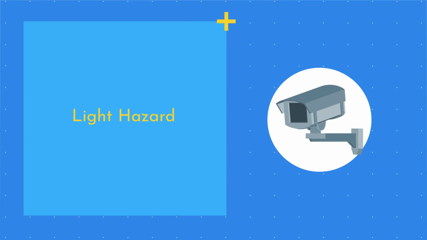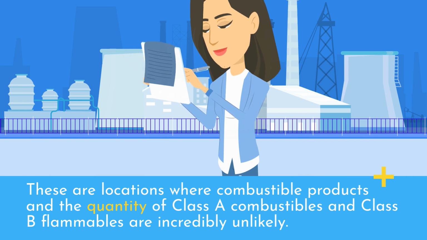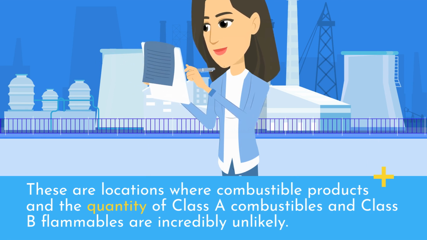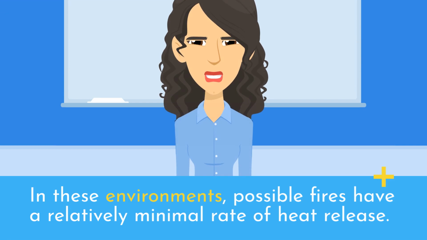Light hazard. These are locations where combustible products and the quantity of Class A combustibles and Class B flammables are incredibly unlikely. Class A combustibles include paper, refuse, and fabrics among others, while Class B flammables include flammable liquids. In these environments, possible fires have a relatively minimal rate of heat release.